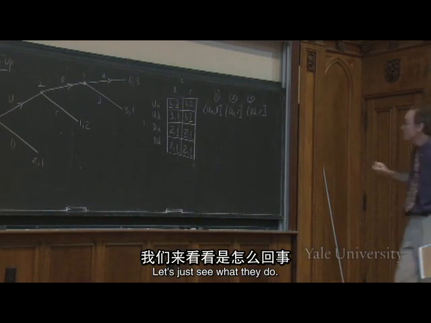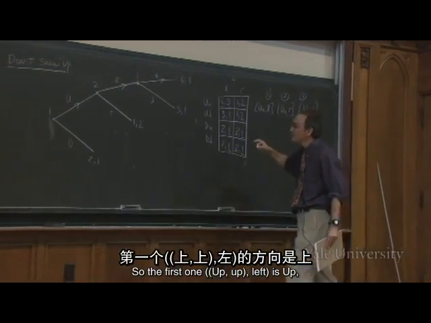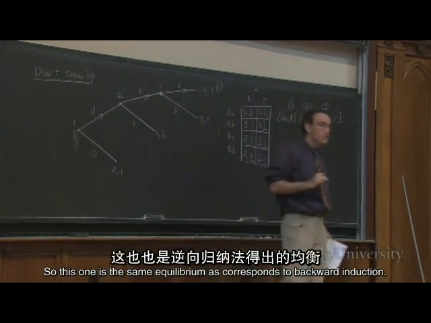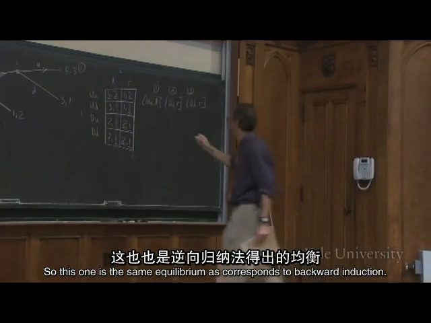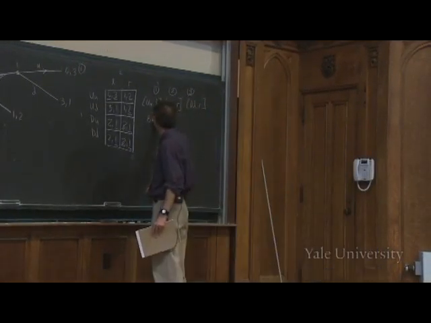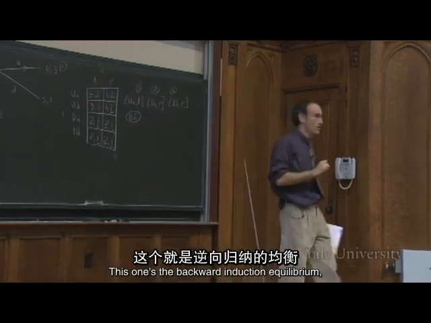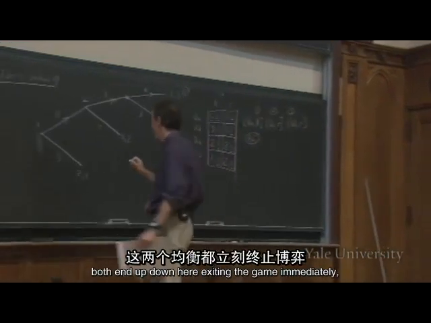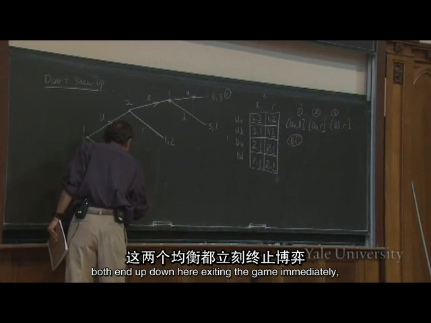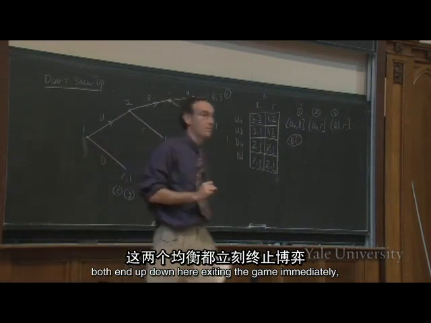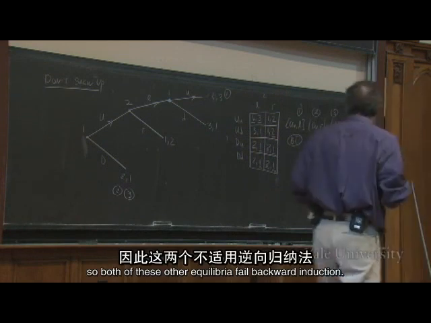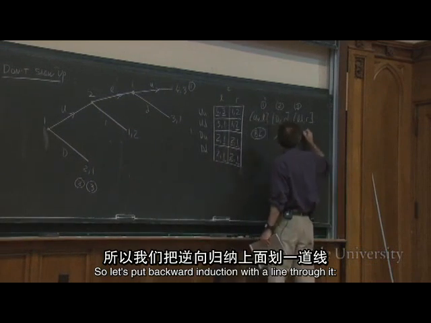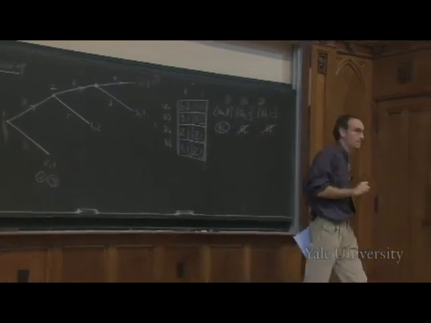And let's just see what they do. So the first one, up, up, left, is up, left, up, so it gets us to here. All right? So this one is the same equilibrium as corresponds to backward induction. This one's the backward induction equilibrium. And the other 2 are different. Down, up, right, and down, down, right both end up down here, exiting the game immediately. Right? So both of these other equilibria fail backward induction. So let's put backward induction with a line through it. They're failing backward induction.